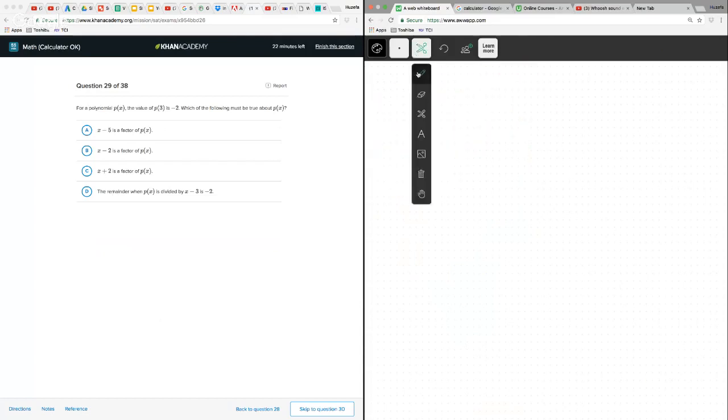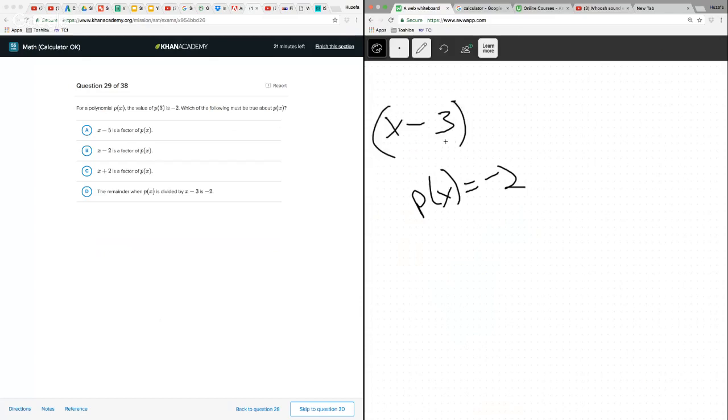Okay, if we plug in 3 and we get negative 2, that means it's going to come out to a y value of p of x equals negative 2. So that means that if we do synthetic division and put a 3 up in here like this, you're going to end with a negative 2 as your remainder. And synthetic division is the same as dividing by x minus 3. This literally means that if you divide by x minus 3, you're going to get a remainder of negative 2.